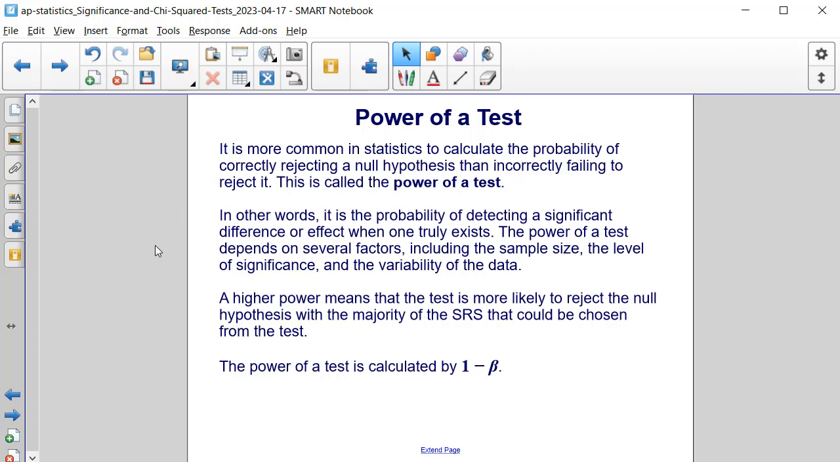The power of a test depends on several factors, including the sample size, the level of significance, and the variability of the data. A higher power means that the test is more likely to reject the null hypothesis, with the majority of the simple random sample, or SRS, that could be chosen from the test. The power of a test is calculated by 1 minus beta, or 1 minus the probability of making the type 2 error.